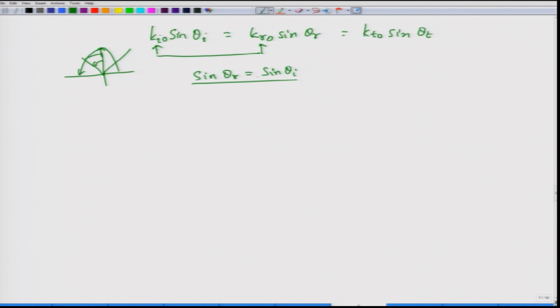The only conclusion that we can draw from this is that theta r is equal to theta i. And what is theta r equal to theta i? From the previous module we know that this is Snell's law of reflection. What Snell found out from experiments and from other considerations was a law, which we call the law of reflection, which is now simply a condition on the phase of the wave. It gives us this law without really calling it a law.